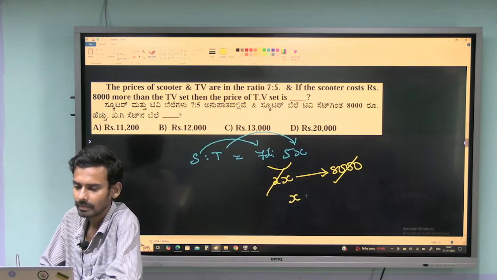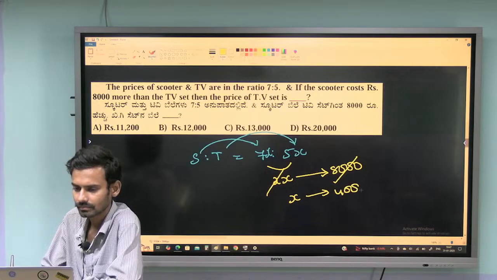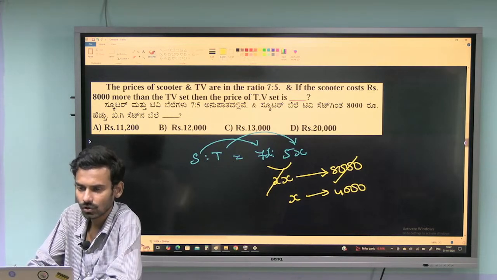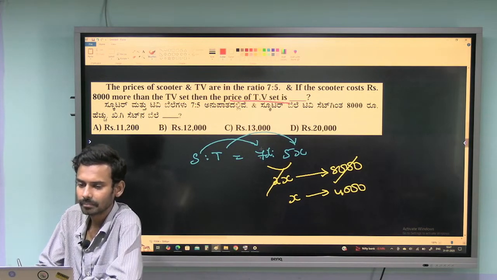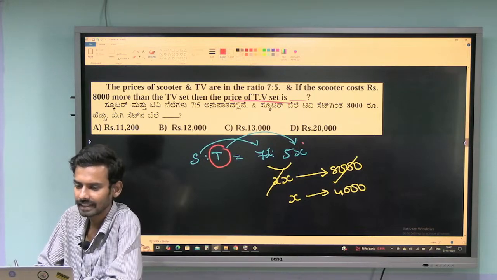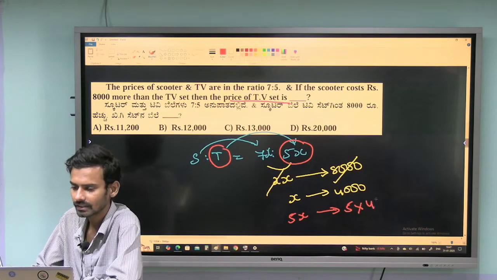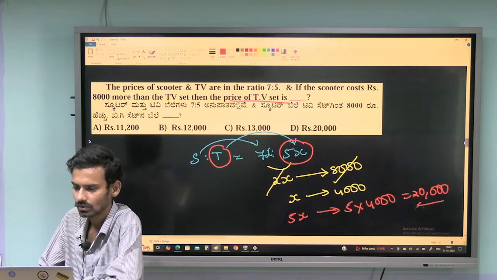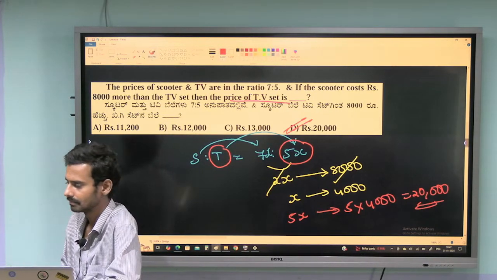X value I will be getting it as 4000. Now the question is asking for price of TV. TV price is 5x. So find the value of 5x. 5x will be 5 into x value we got it as 4000. So 5 4s are 20. So answer will be 20,000. Option D will be the answer.